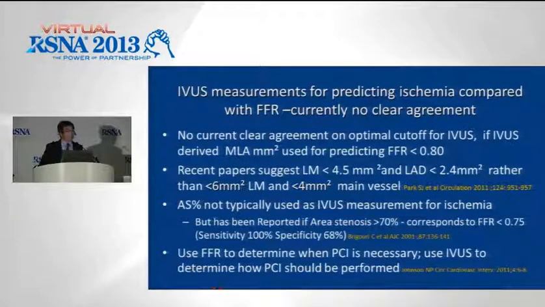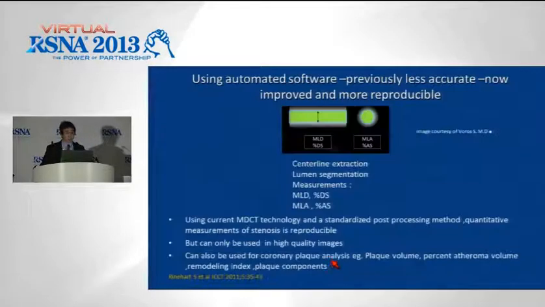So generally what the cardiologists are doing is they perform FFR at the time of PCI to decide whether PCI is necessary, and then use IVUS to determine how the PCI should be performed, what size stent, how long, etc., and check the position of the stent. Now, what about using automated software? Previously less accurate, now improved and more reproducible.